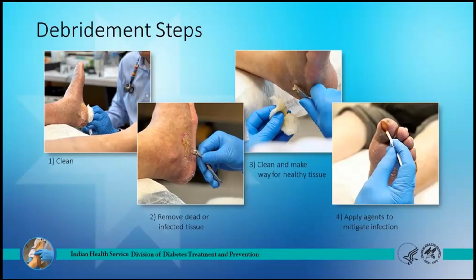Debridement steps are as listed. You clean the wound, you remove the dead or infected tissue, and you clean and make way for the healthy tissue. You apply agents to mitigate infection. I should note in this picture, I do have a betadine swab in that. You have to be mindful that betadine, straight betadine, like in the swab, is cytotoxic to wounds. So you have to use it judiciously. I'm not saying you can't use it, but if you're using that regularly, you're not going to improve that wound.